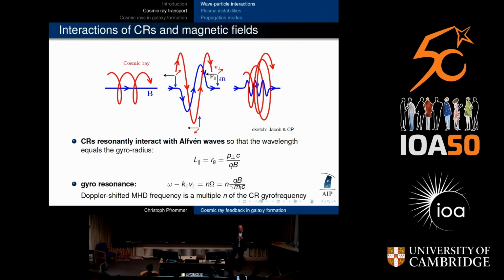All right, if you then have cosmic rays interacting with a train of Alfvén waves, you can basically change the velocity with which the cosmic rays move along the magnetic field. You don't change the intrinsic velocity, they still move with the speed of light, but the effective velocity is changed and is slowed down in this particular plot here.